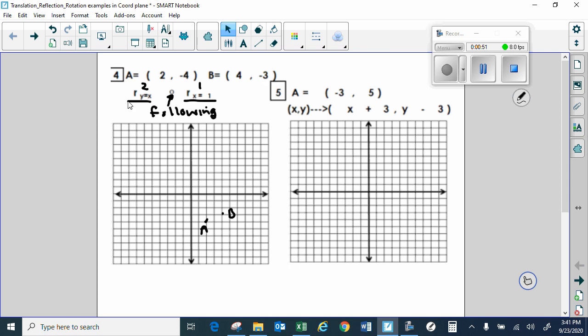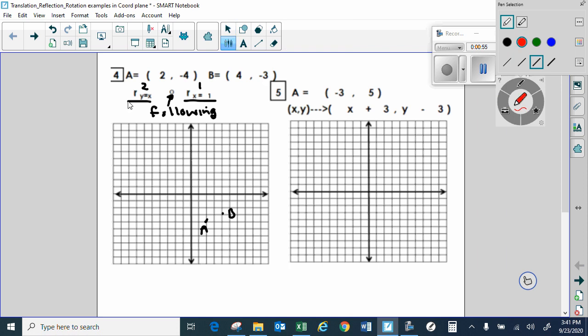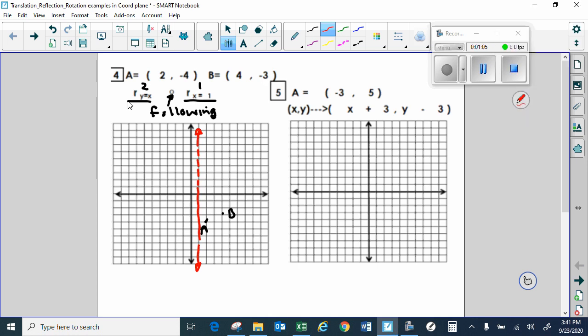Okay, it says reflect over the line x equals 1. So you need to know from Algebra 1, x equals 1 is a vertical line. You did it in pre-algebra as well, so you've done it for the last 2 years at least. And reflections are always at 90 degrees to the line and the same distance away. So 90 degrees is horizontal and it's 1 away, so I go 1 away on this side. So there becomes A prime.